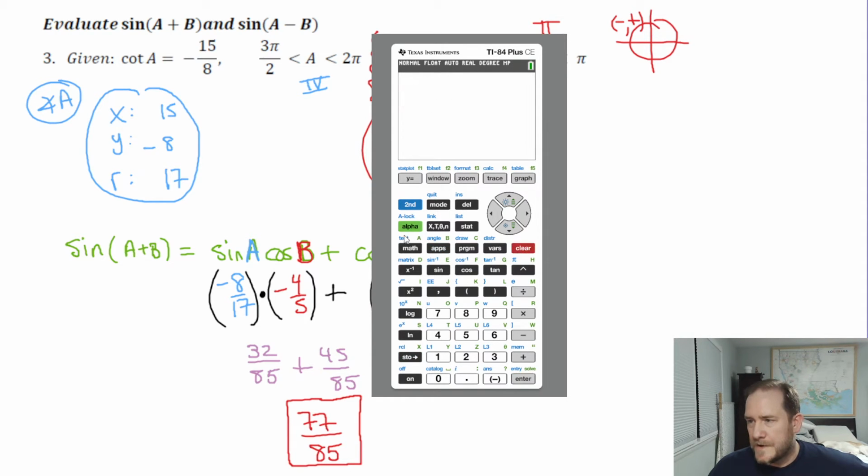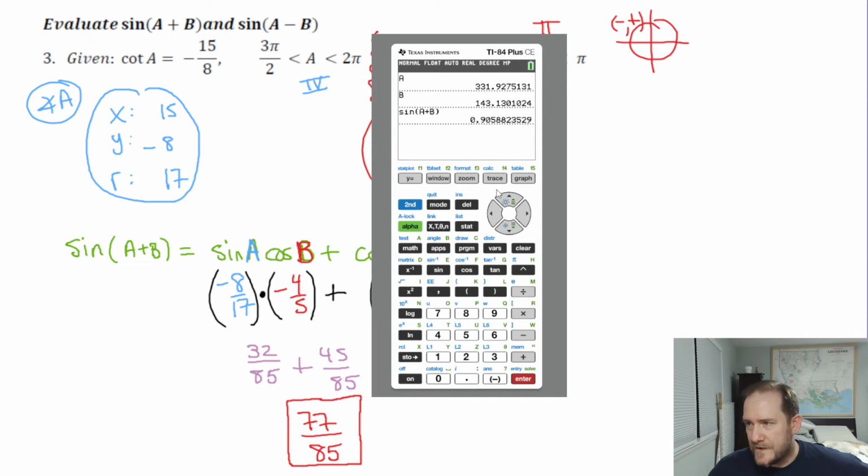All right, clear. So again, if you were following along, we have an A value of 331 because we were trying to be in quadrant 4. We have a B value of 143 because we're trying to be in quadrant 2. And we were asked to find the sine of the sum of those angles. So A plus B.